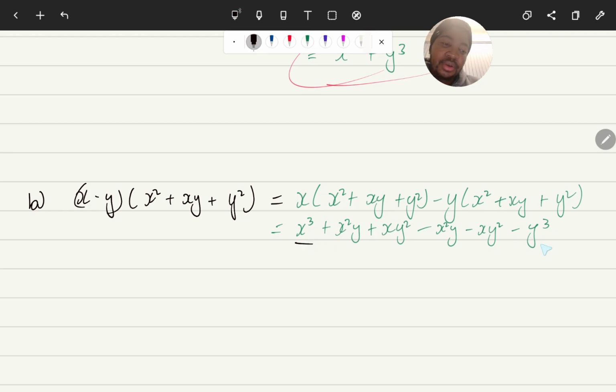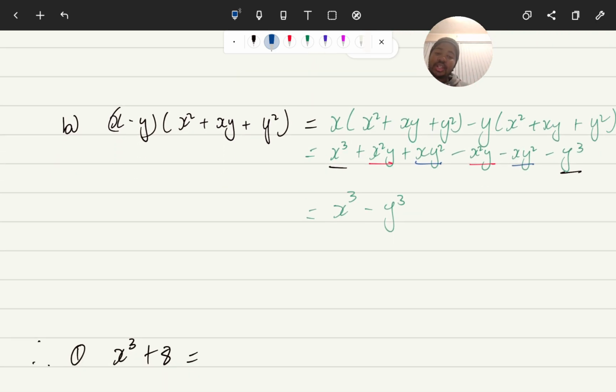Just like before, I'm going to start with this one to say you have x to the power of 3 minus y to the power of 3. And let's look at the others. The one with x squared, negative, plus, so they cancel out. It's going to be 0. Let's look at y squared, positive, negative, 0. Do you see what's happening here?